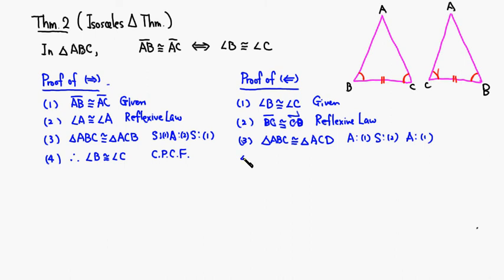So number 4, therefore, we can make the conclusion, since segment AB and segment AC are corresponding to each other, segment AB is congruent to segment AC. So this is by corresponding parts of congruent figures. That's it. I hope that this was clear.